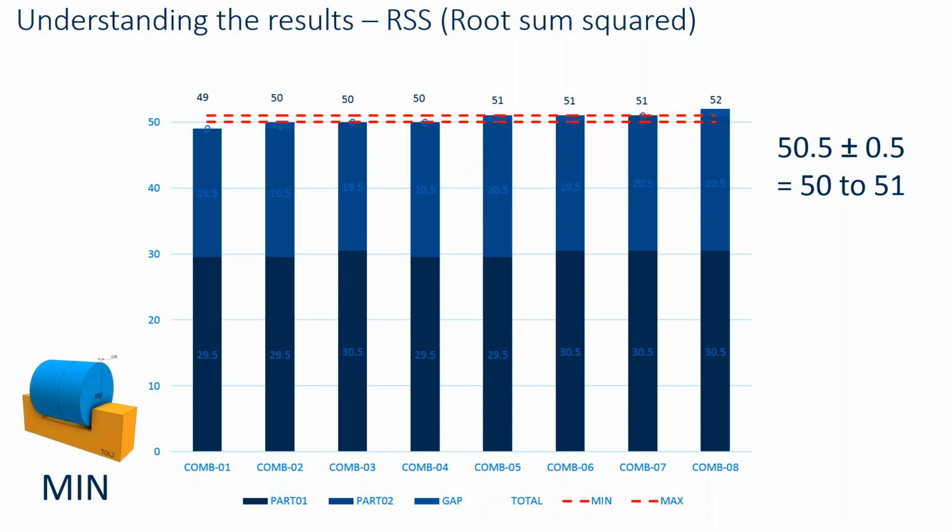So if we look at the minimum material worst case as shown on the left-hand corner there, the maximum material worst case shown on the right-hand side, and the nominal dimension that we're looking for is 50.5. So it's plus minus 0.5. Any total within the range 50 to 51 is acceptable.